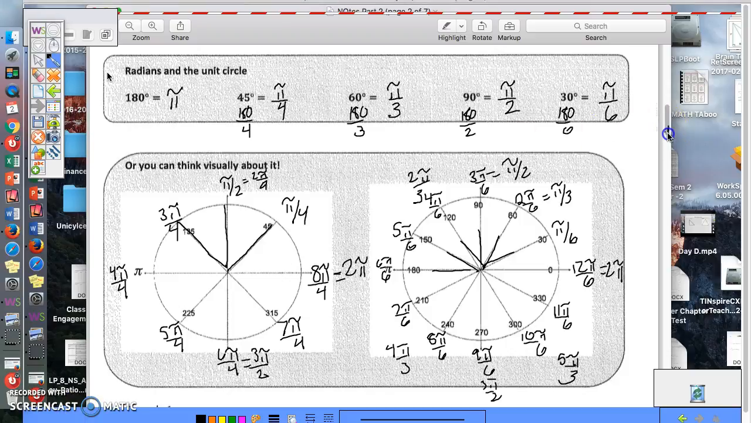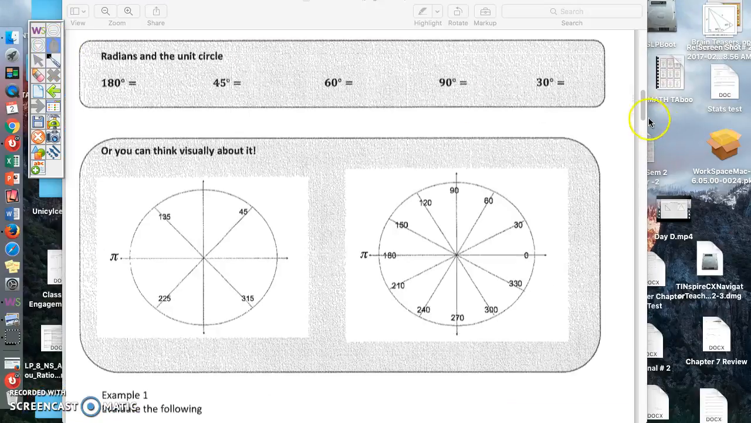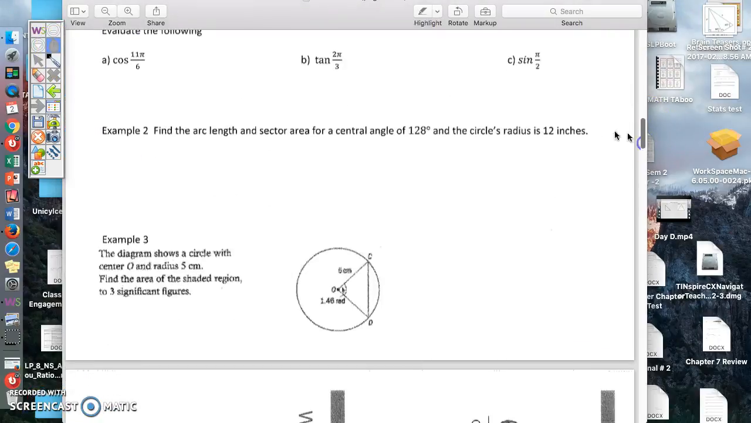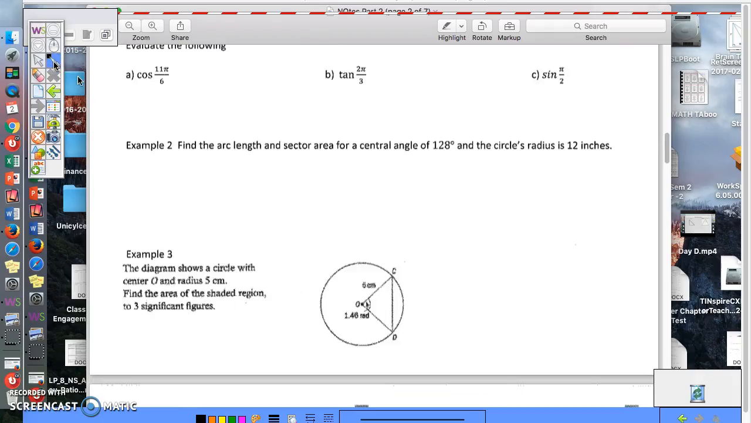Alright, so let's take a look at this final part that we're going to look at here. So we're going to evaluate some of these, and I'm going to show you the shortcut that I do. I like to turn these into degrees. So when I look at this, I think about, where is this? Well, this is 180 over 6, so I think 180 over 6 is 30. So 11 times 30, so that's 330. So that's right here, so we got 30 degrees.